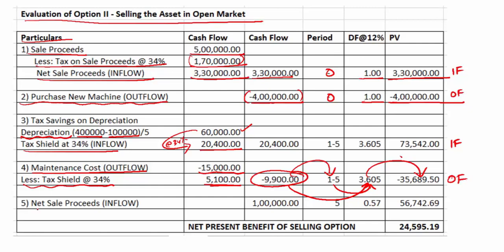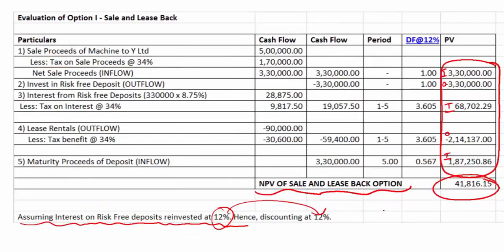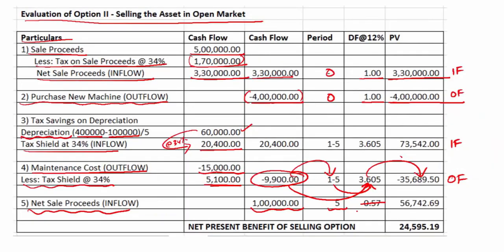Then the final one. In the 5th year, that particular asset can be sold to Z Limited for 1 lakh, that is 100,000, but it is happening in year 5. So the discount factor is 0.567. If you multiply these two, you should get 56,742, and this is an inflow.